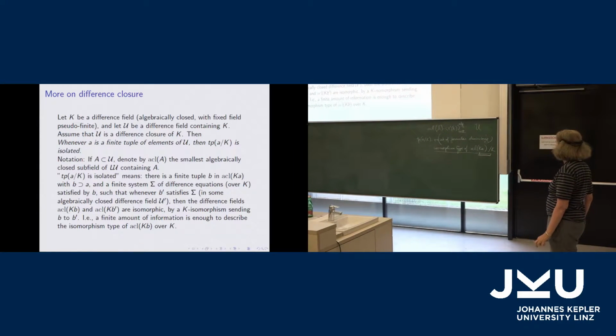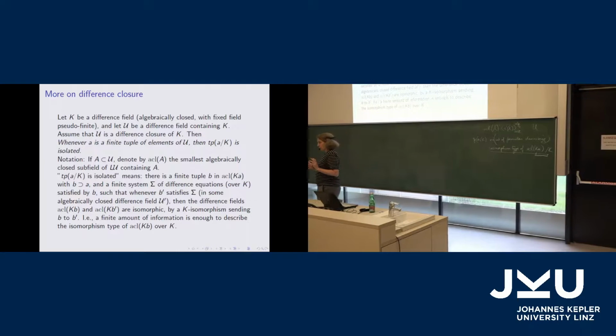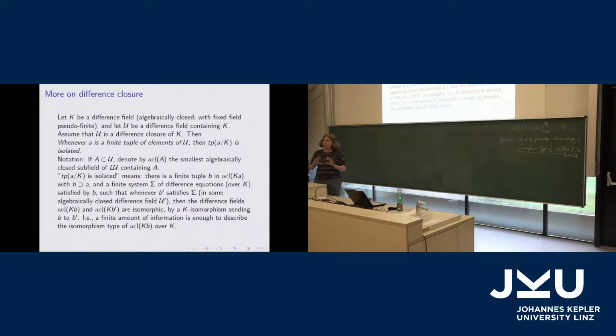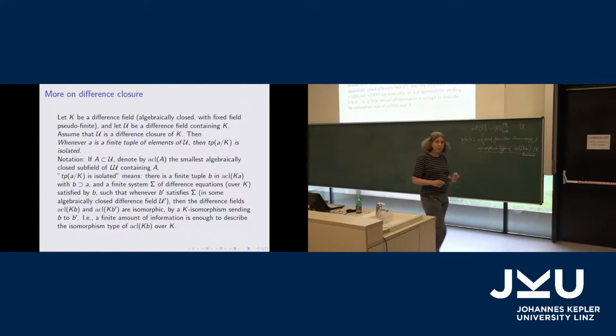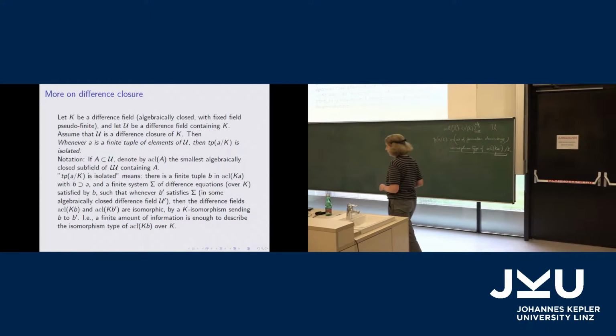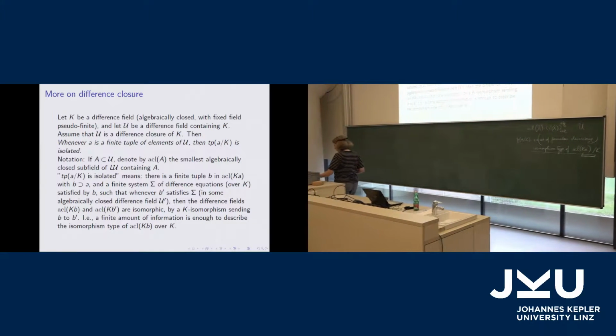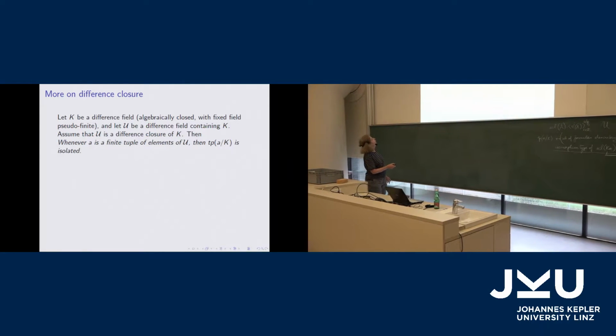Right. Okay, good. So, isolated: a finite amount of information tells me everything that happens on the algebraic closure of a solution. Okay? So that's a very strong property. If you don't have that, then you don't have a difference closure. Right. Okay, so let me give you, first of all, the example in characteristic P, which is an easy example.